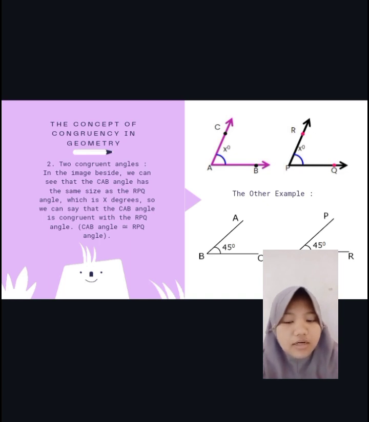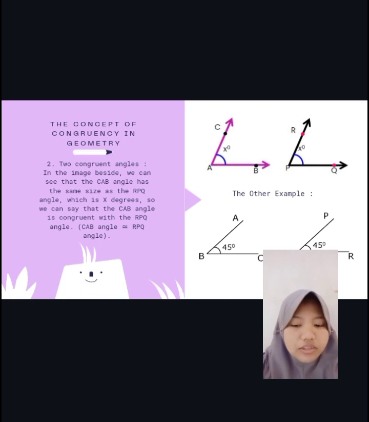And next, there are two congruent angles. In the image beside, we can see that angle CAB has the same size as angle RPQ, which is x degrees. So, we can say that angle CAB is congruent with angle RPQ, or angle CAB ≅ angle RPQ.